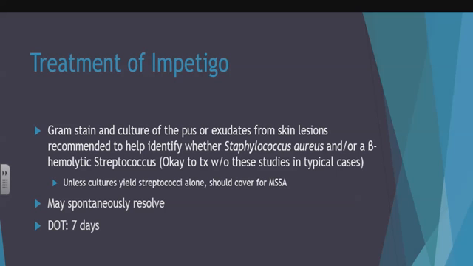A gram stain and culture of the pus or exudates from the skin lesions is recommended to identify whether or not it's strep or staph, but I would say this is not usually done clinically, just because usually the physician will kind of guesstimate what the organism is and send the patient out on their way. I would say that this would maybe determine if it's just strep causing it or staph causing it, and that would be the main reason to do a gram stain or culture on this. But I don't see this done in clinical practice regularly.